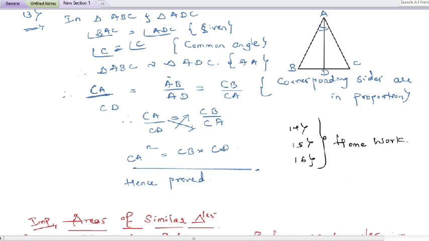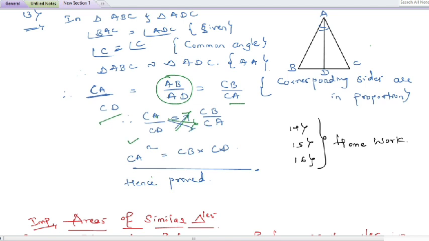So leave this one. Consider this and this, because we need the solution by taking these two. CA by CD is equal to CB by CA. If the equal to sign is there, then we can make the cross multiplication. CA into CA you will get CA square, CB into CD as it is, hence it is proved. Problem numbers 14, 15, 16 are similar problems. So do it yourself, it is homework for you.